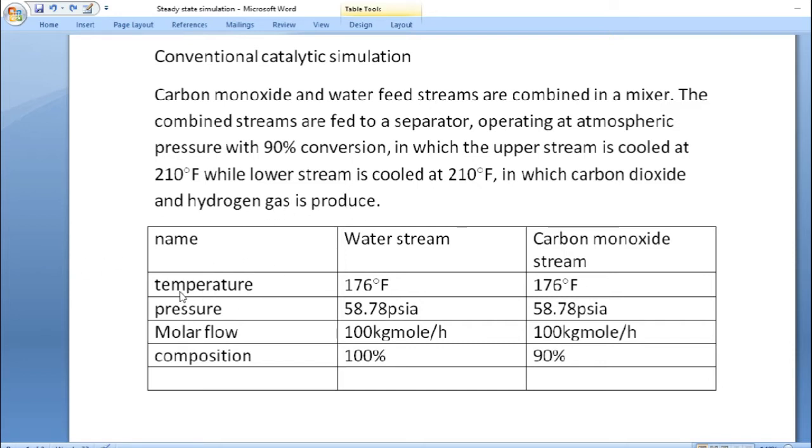So this is the operating temperature. Initially the water stream is operated at 176 degrees Fahrenheit. Also the same thing with carbon monoxide. As for the composition, carbon monoxide is 90%, then the water stream is 100%. So this is a typical example of a combustion reaction, in which carbon monoxide reacts with water to produce carbon dioxide with hydrogen gas. So let's proceed to the HYSYS simulation environment.